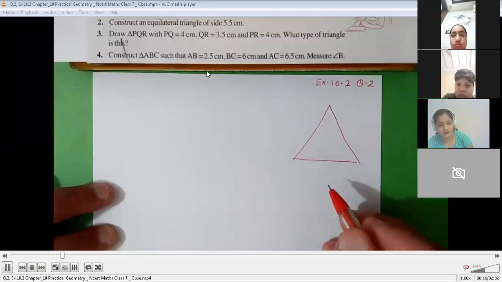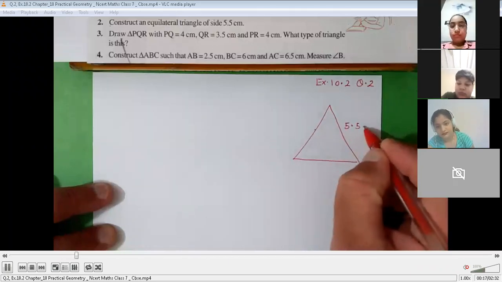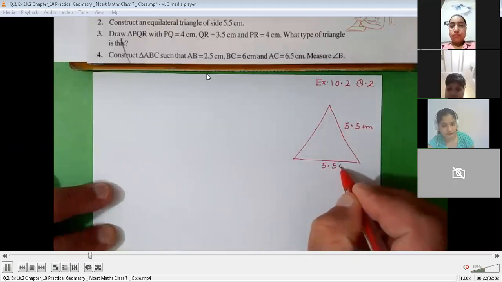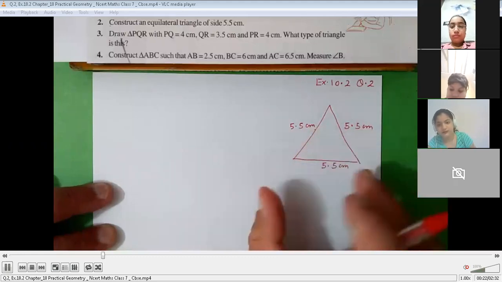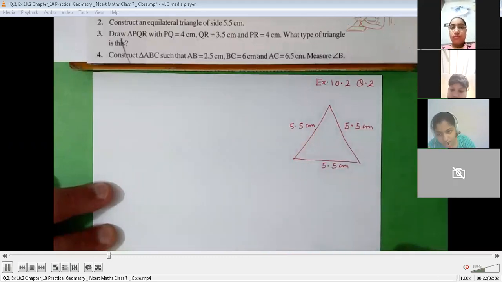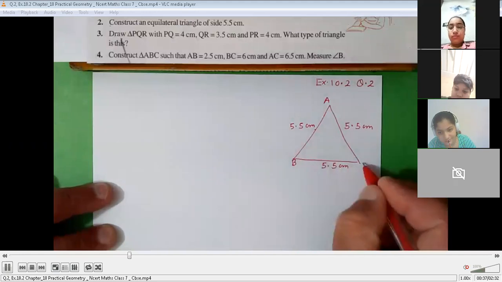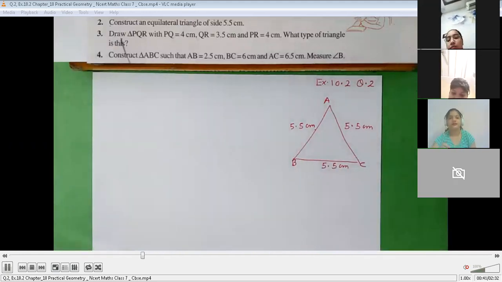We are constructing a triangle of side 5.5 centimeters. That means all the sides should be 5.5 centimeters. So first of all, we'll draw a rough sketch with 5.5 centimeters on all sides. Then we have to construct the triangle. Let's mark it as A, B, and C. We are assuming ABC because nothing is given. So this is your rough sketch of how to draw a triangle.